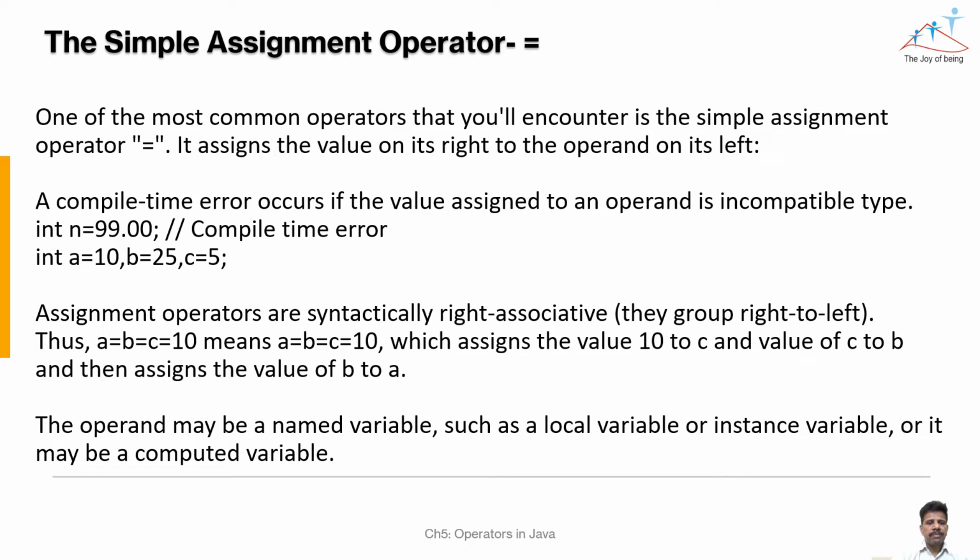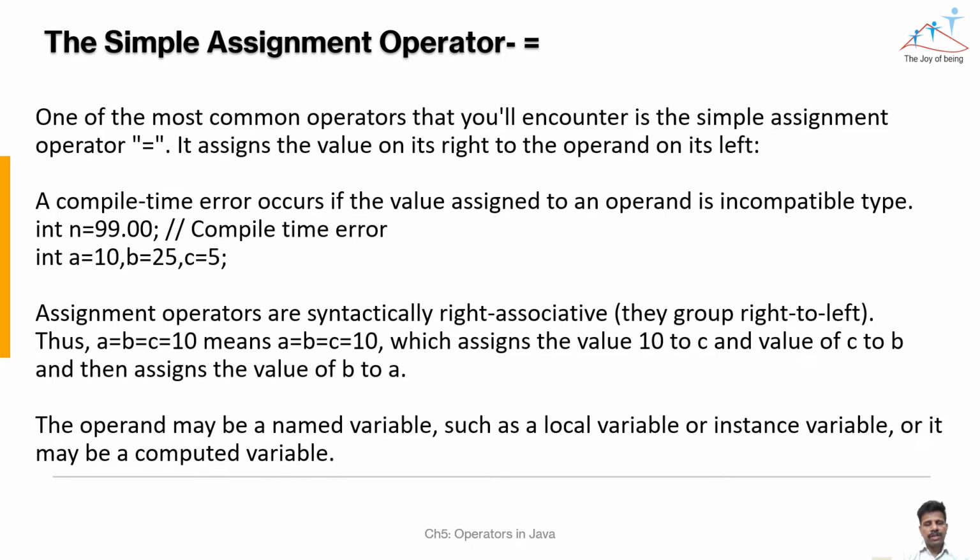Now we will see that when we use the assignment operator in our program, a compile time error occurs if the value assigned to an operand is of an incompatible type, which cannot be converted by implicit type conversion. In that case, we will get a compile time error like this: int n = 99.0. Here, a double value is assigned to an integer data type, which is not compatible. The compiler will not convert the double value into int implicitly, so it is a compile time error.